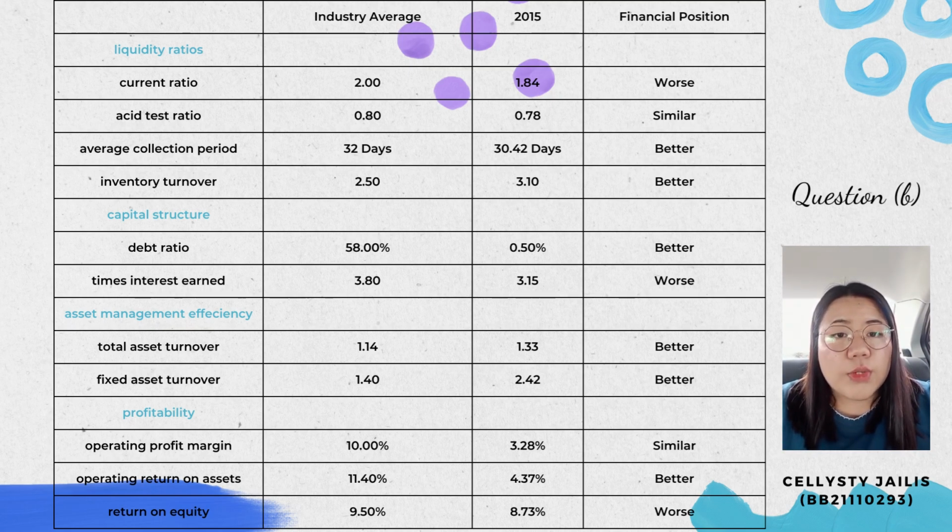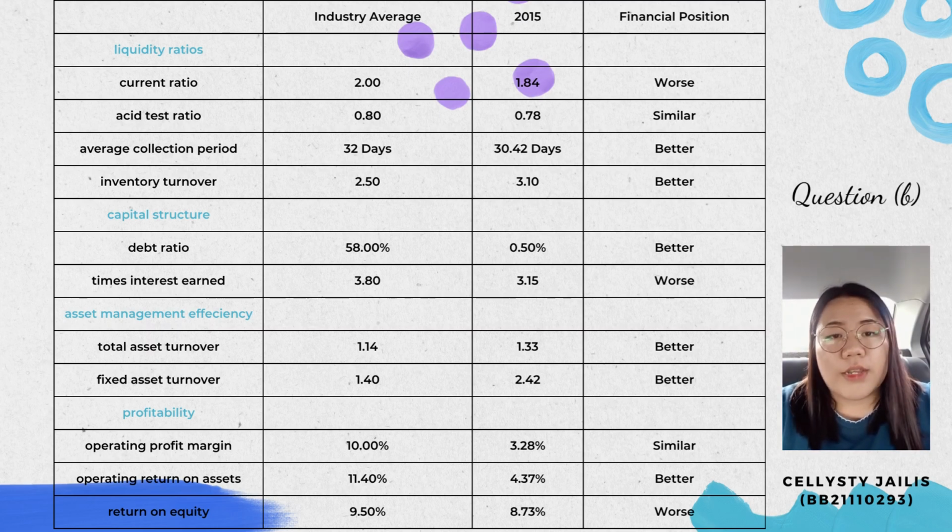And the next one is the acid test ratio, where for 2015 it is 0.78. Compared with the industry average of 0.8, it is slightly worse, but similar. Next is the average collection period, where for 2015 it is 30.42 days. Compared with the industry average of 37 days, it is better, since the lower the number, the shorter the time it takes the firm to collect its credit sales. And the fourth one is inventory turnover, where for 2015 it is 3.10.